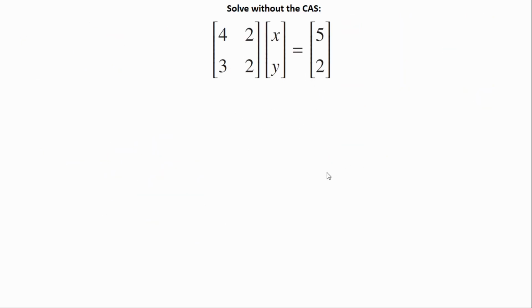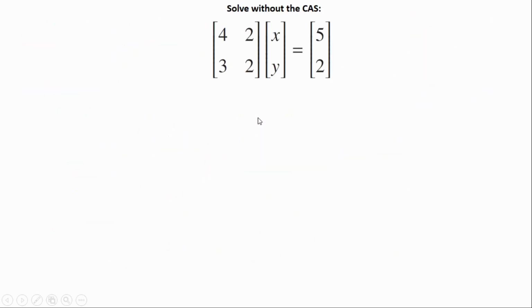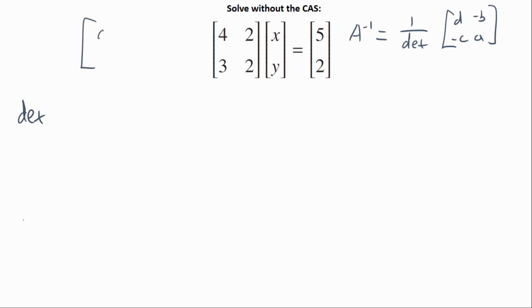And now let's have a go at solving this without the CAS. Alright, so this has done the first step for you already. Our first step is to always write equations in matrix form, but this has already got it in matrix form, so we won't worry about that. Alright, so once we've written in matrix form, our next step is to find the determinant. And I'll just write the formula again. So if we had the matrix A, B, C, D, the determinant would just be A times D minus B times C.